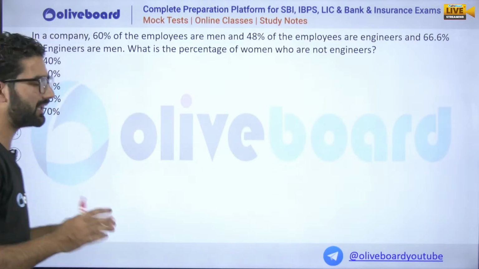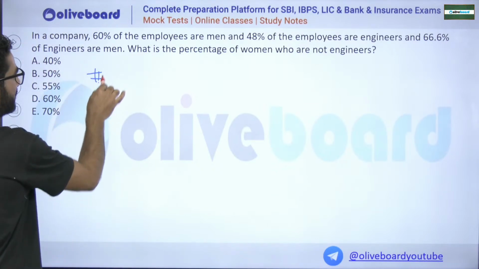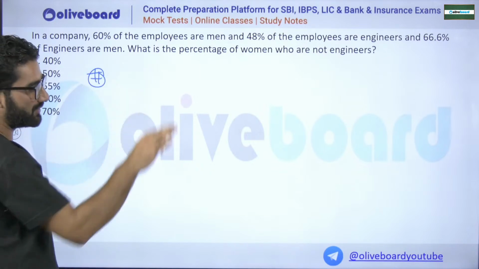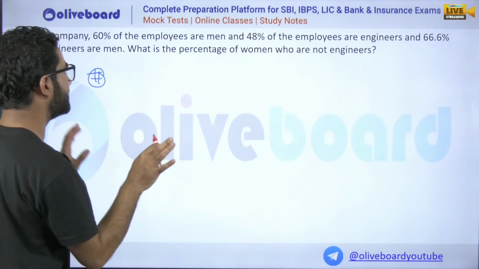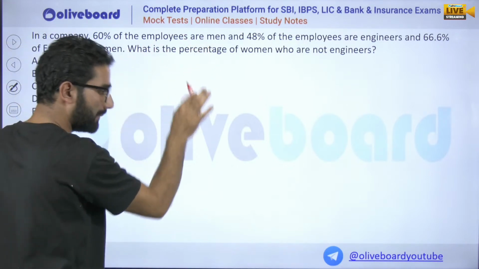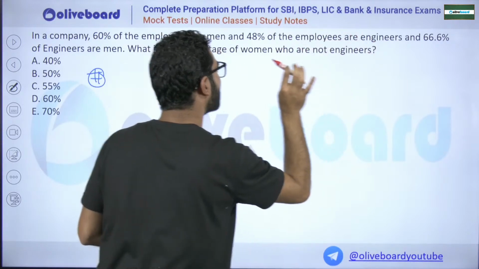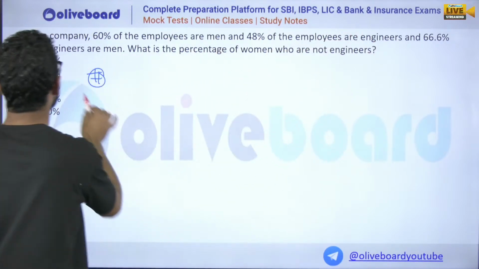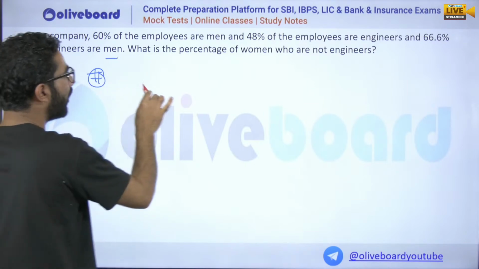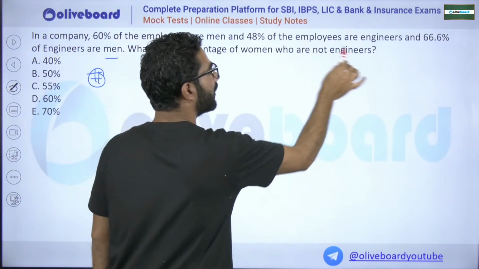Okay, now I will explain in that way, you will get it, don't worry. Just see the question we have. These types of questions can be solved in a very simple way. In a company, 60% of the employees are men and 48% of the employees are engineers. 66.6% of engineers are men. What is the percentage of women who are not engineers?